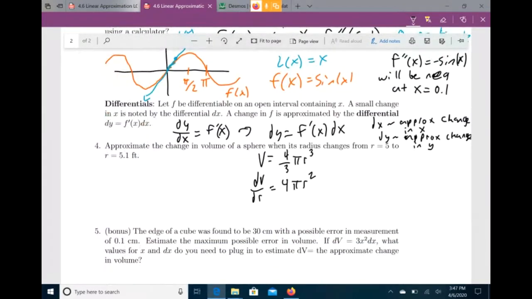Okay, so now you can quote unquote solve for dv. I'm trying to approximate the change in volume given a change in radius that I know. So you solve for dv by just multiplying the dr over.